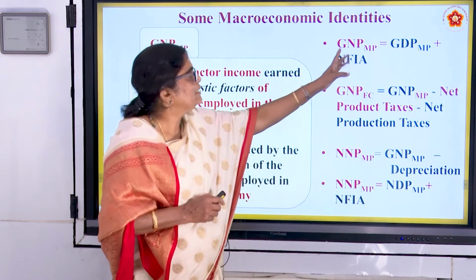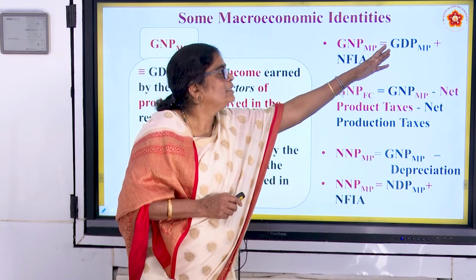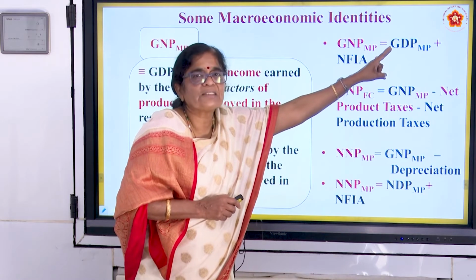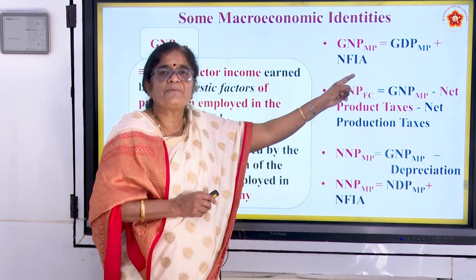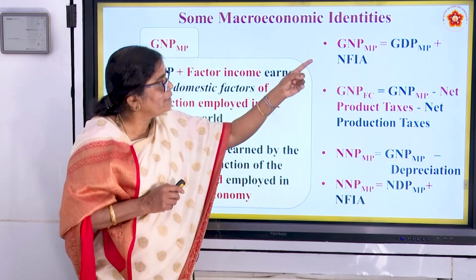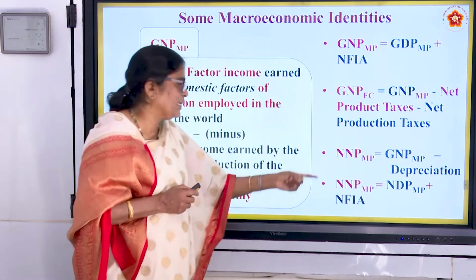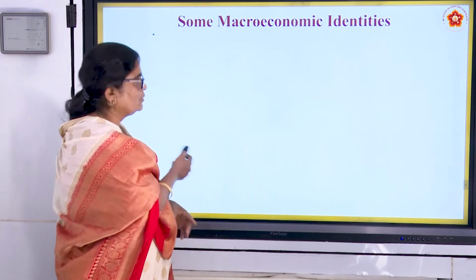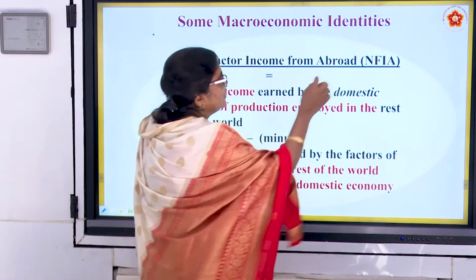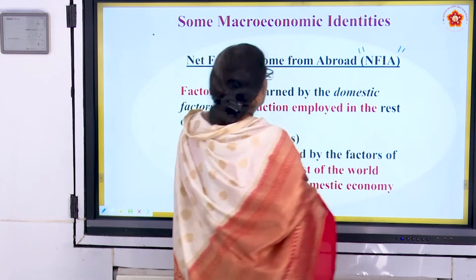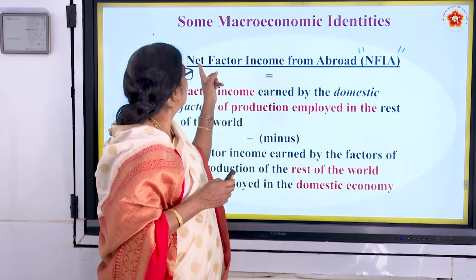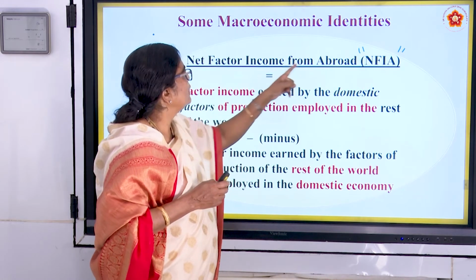If you add net factor income earned from abroad to the domestic product, you will get national product. You see, for GNP you have to get GDP plus NFIA. With the gross domestic product, you have to add the net factor income earned from abroad. Here, for net national product also, instead of GDP you are adding net domestic product, NDP plus NFIA. I hope you understood. Now I am explaining what this term NFIA, net factor income from abroad, is.